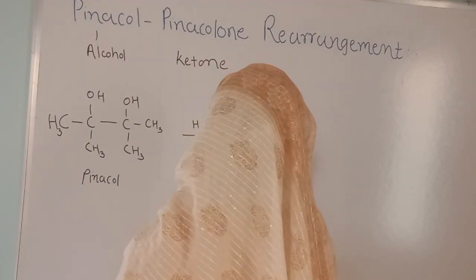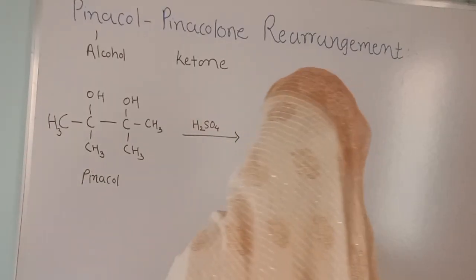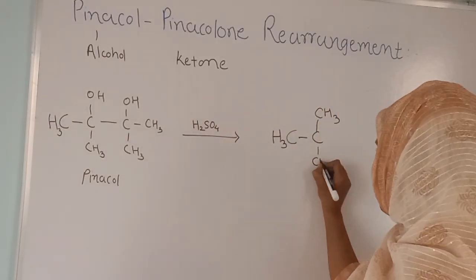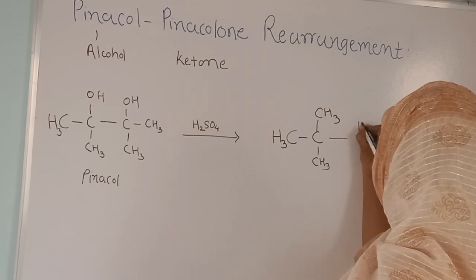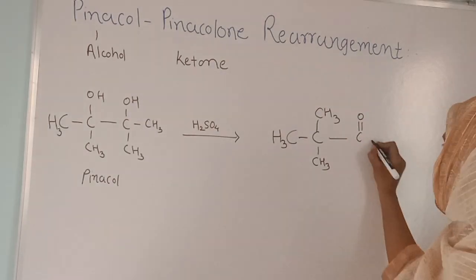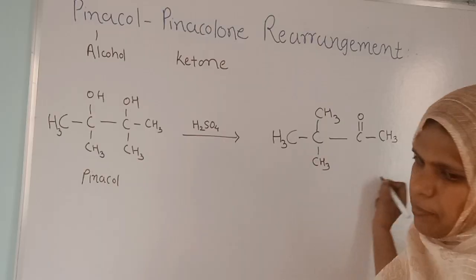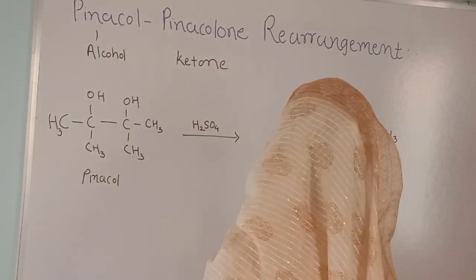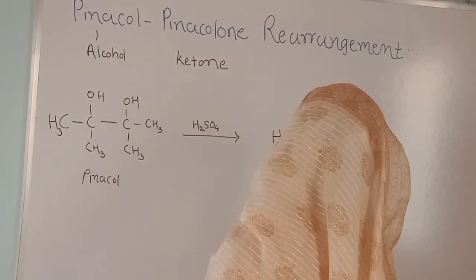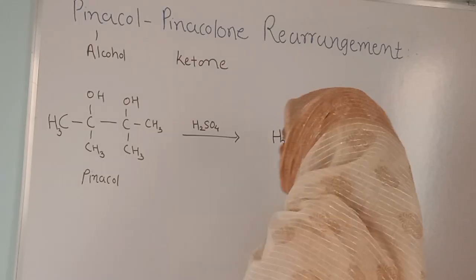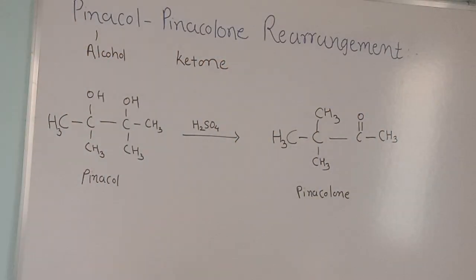Let's see. The product formed will be CH3, C(CH3), C(CH3), C double bond O, CH3, which is pinacolone. How can this product be formed? Let's see the mechanism. First is the reaction; now we discuss the mechanism. The condition mentioned is acidic condition.